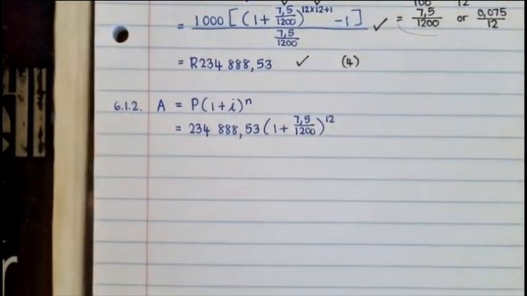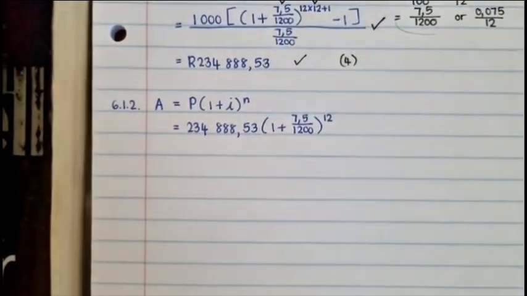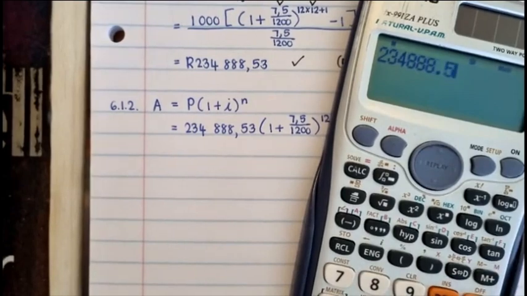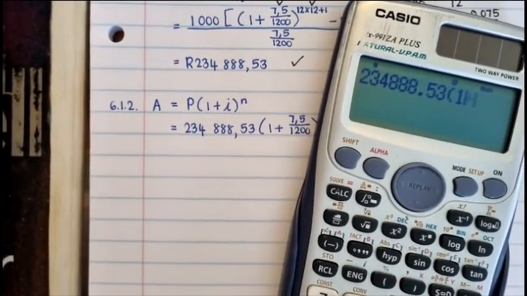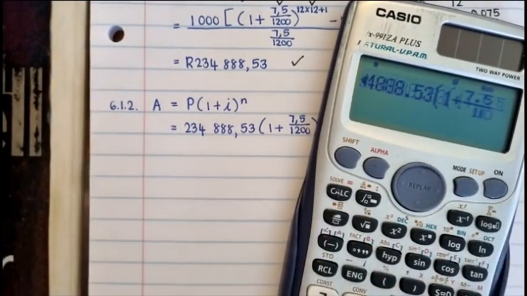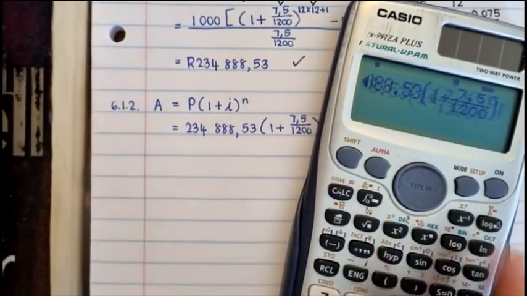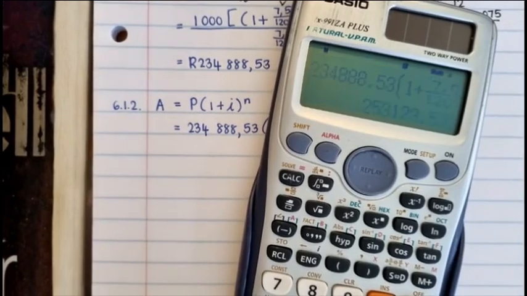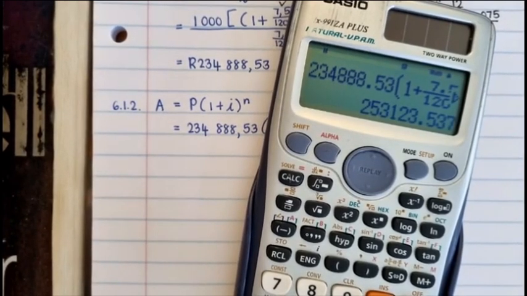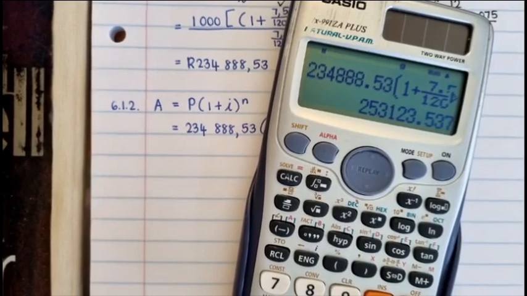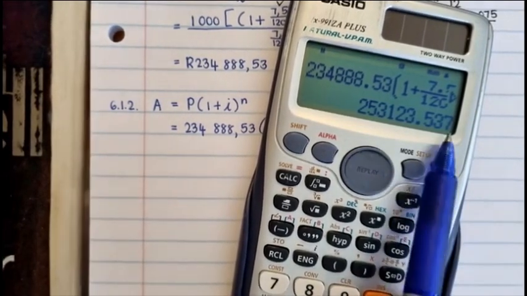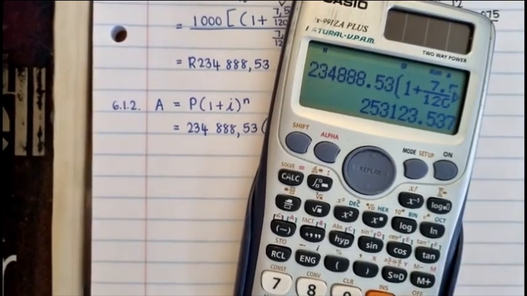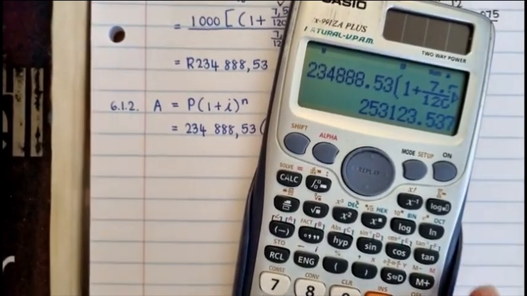So again, we're just going to use the calculator, type that in. So we're going to have 234,888.53 bracket 1 plus 7.5 over 1200 to the power of 12, because it's just 1 year and there are 12 months in a year. We get that answer 253,123.54. Let's round that to 54. For finance, you always have to round to 2 decimals, even if they don't say anything, because that's how money works. All right, we always round to 2 cents.